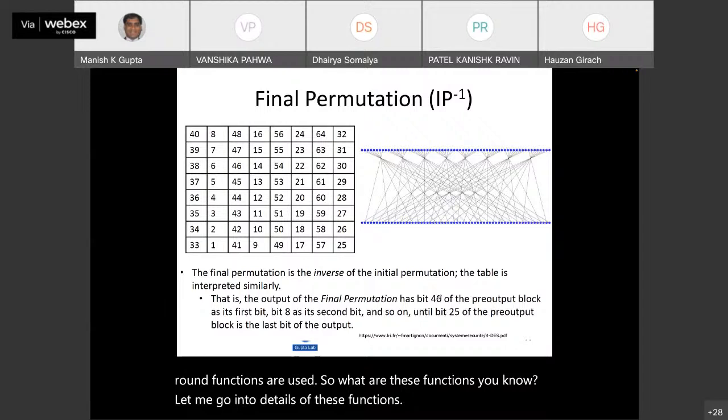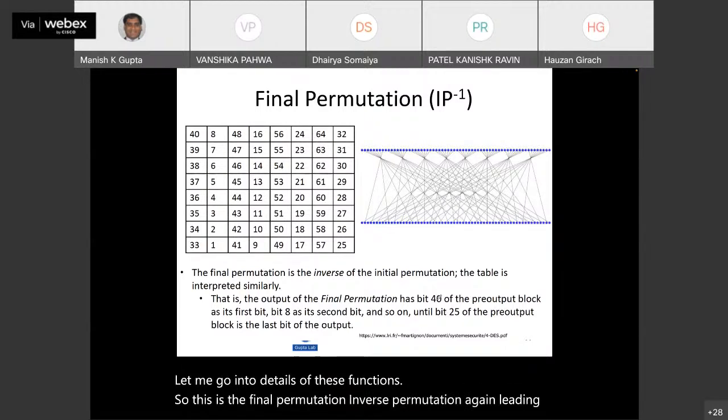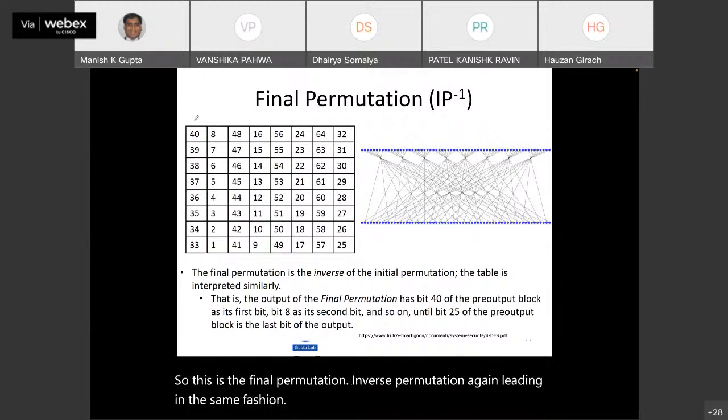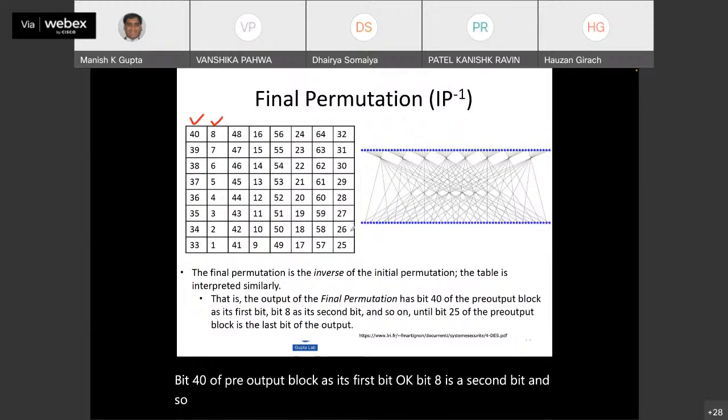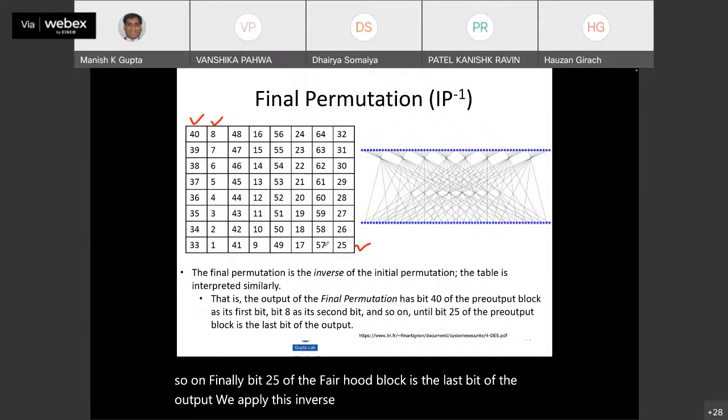So this is the final permutation, inverse permutation. Again, reading in the same fashion. Bit 40 of the pre-output block as its first bit. Okay, bit 8 is the second bit, and so on. Finally, bit 25 of the pre-output block is the last bit of the output. We apply this inverse permutation.